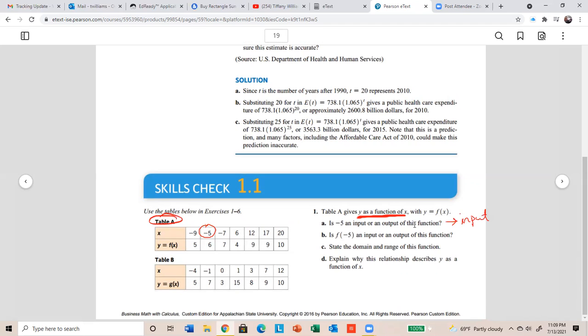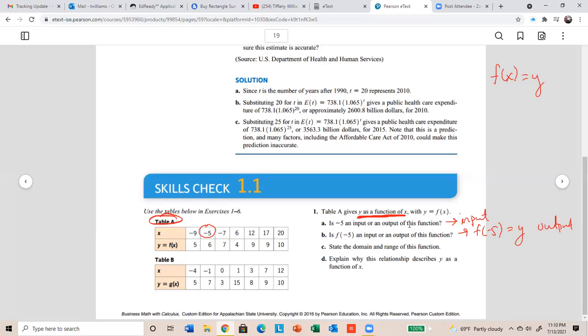So in part B, is f of -5 an input or an output of this function? Well, that one is completely dependent on the way they write it. Remember, I give you the definition that f of x is equal to y. So f of x, if you're taking the function value of x, that's going to give you your y value. So when they write it f of -5, that's equivalent to your y value. So what that means is that's actually our output. So it's just a really funky way of writing that this is going to be our output value.